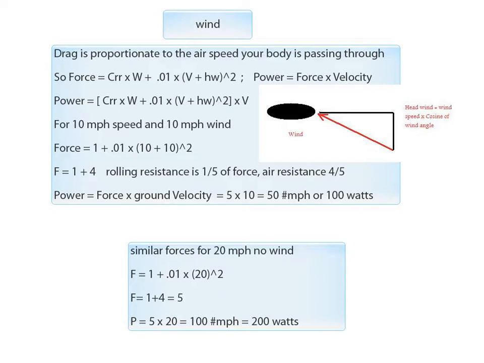The rolling resistance is now 20% of the total effort or resistance. The power is the force times the ground velocity, so 5 pounds times 10 miles per hour is 50 pound miles per hour, or 100 watts.